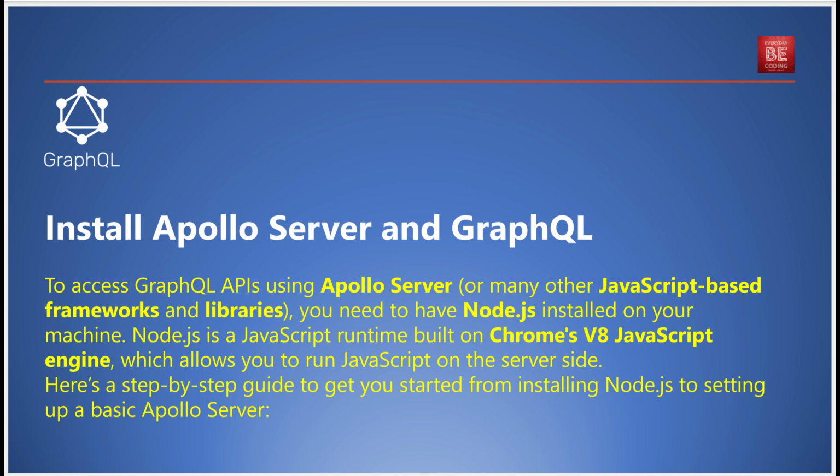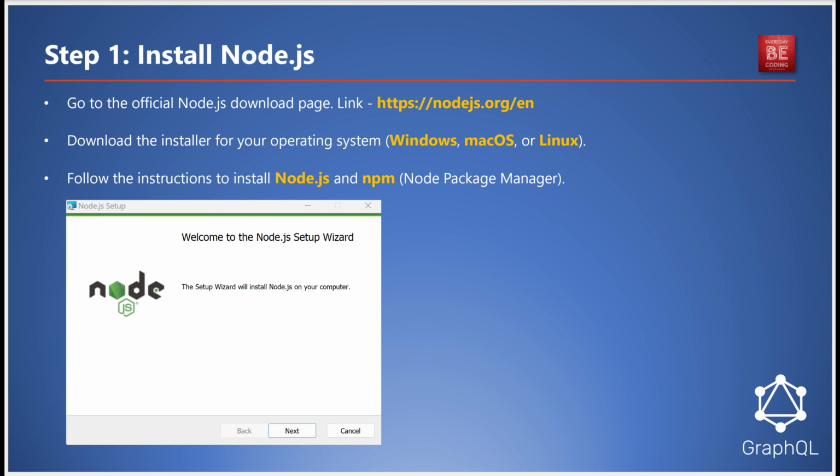Consider GraphQL, a query language for your API, and a runtime for executing those queries by using a type system you define for your data. Unlike other API standards that require overfetching or underfetching data, GraphQL allows clients to request exactly what they need, nothing more, nothing less. First things first, ensure Node.js is up and running on your machine.